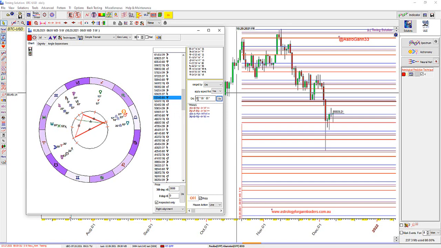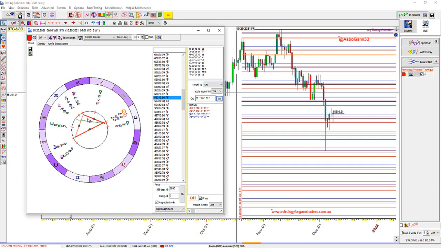For this particular one, I've put an orb of 2 degrees. It depends what time frame you're using and how precise you want to be. Do you want to be within the minute, the hour? You would probably have to make that 0 orb, so you want the exact time for the aspect to occur. But when we're looking at daily, I always want to anticipate what's coming up as well. They're called applying aspects. So for this example, I'm going to use 2 degrees so that we can see what's happening in here.